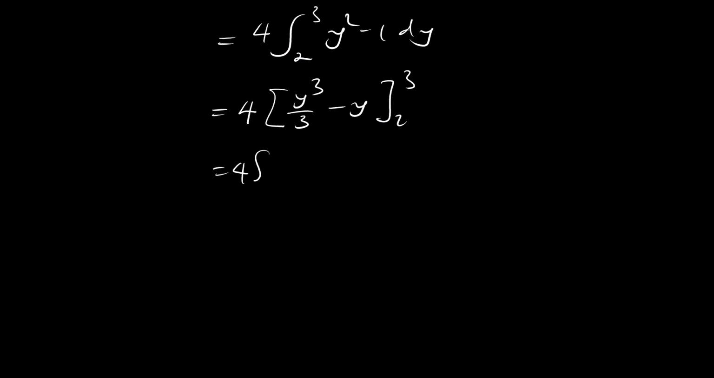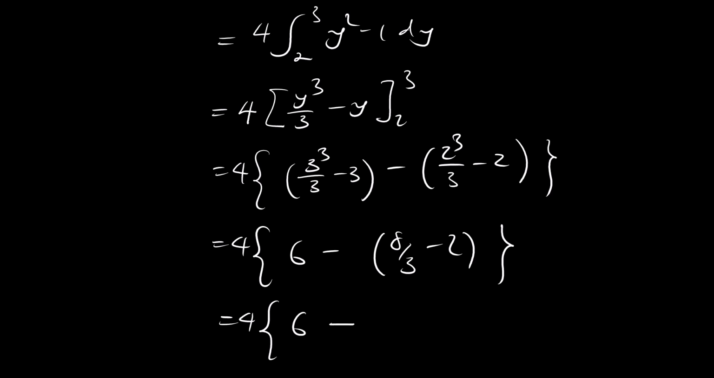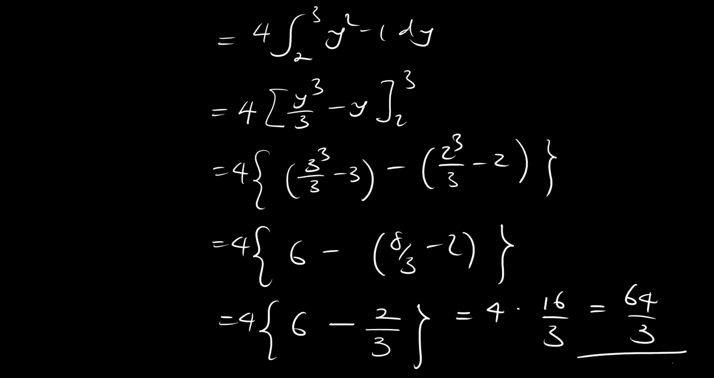Okay, so which is 4 times (3 squared over 2 minus 3) minus (2 squared over 2 minus 2). Evaluating it, we have 4 times the difference of the two bracketed values, which works out to 4 times 1 over 2, which is 2. And this is the final answer.